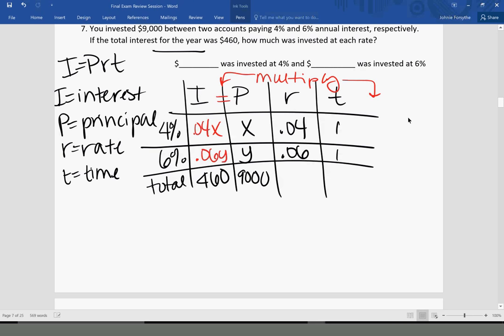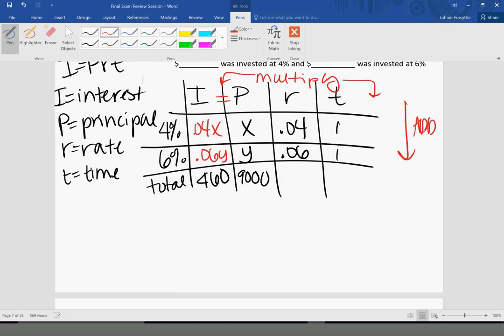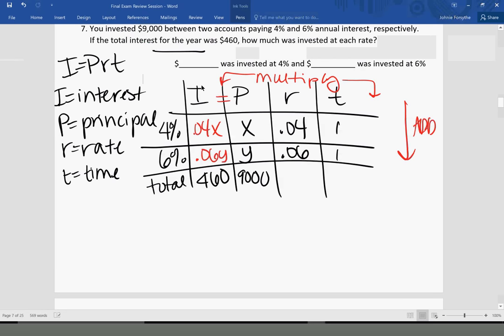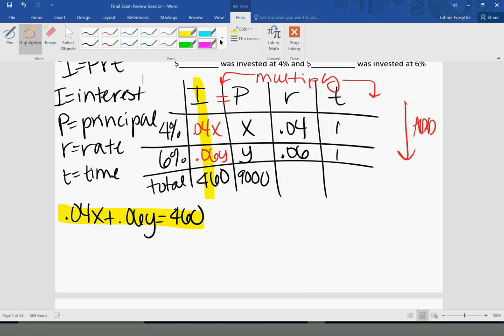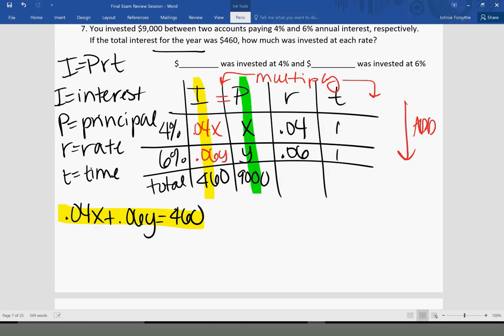And then the way this table works is that we're going to add going down. That's going to give us our two equations for our system. So using the interest and the principal, the first one is this: 0.04x plus 0.06y equals 460. That came from that first column. And the second column is going to give you your other equation.